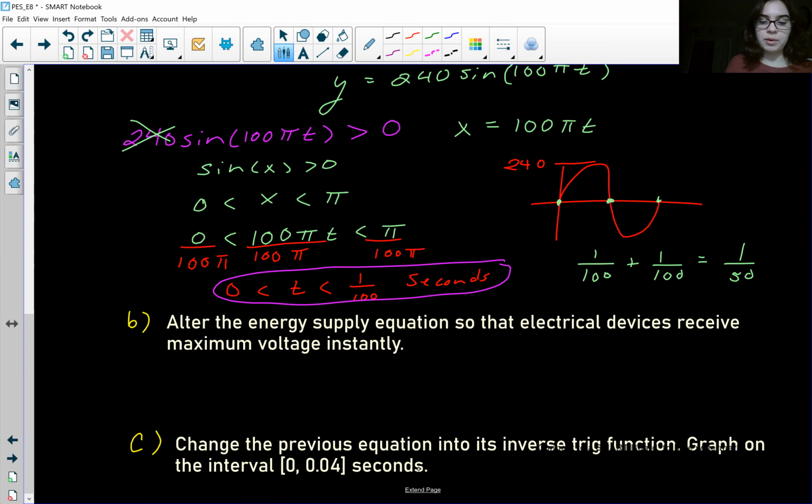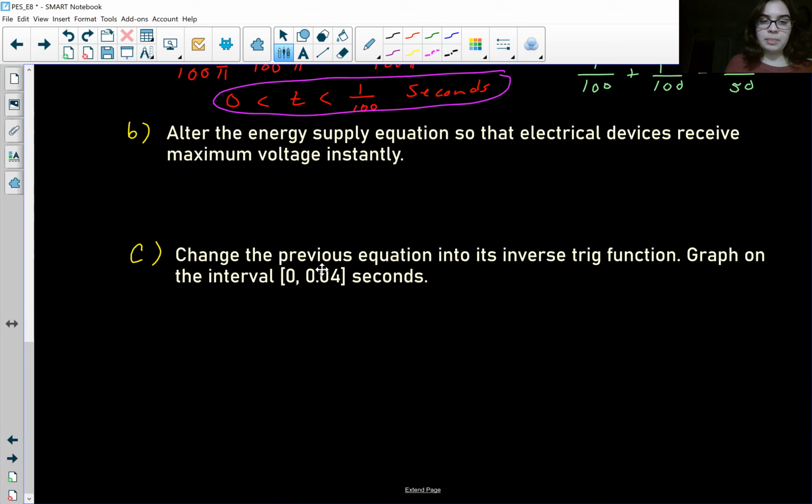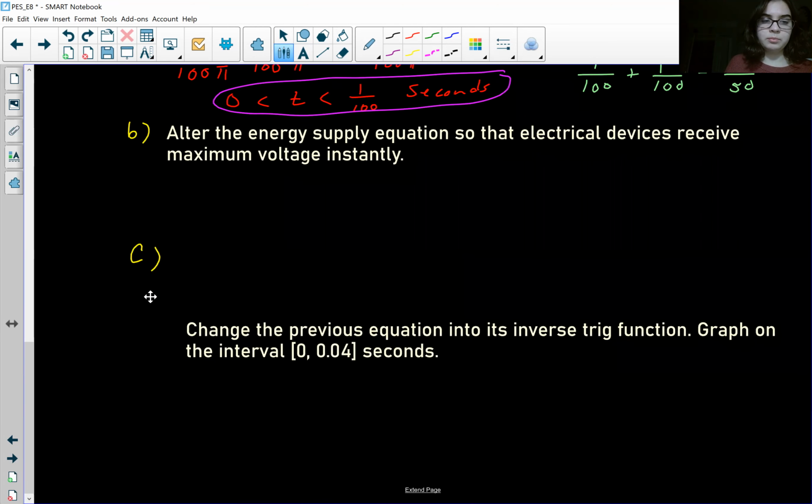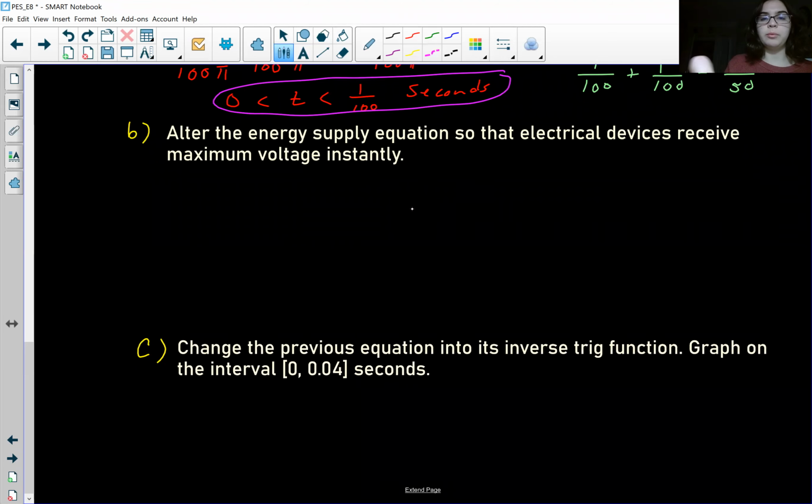All right, let's go ahead and move on to part B. I can move my handwriting in this. It's very cool.